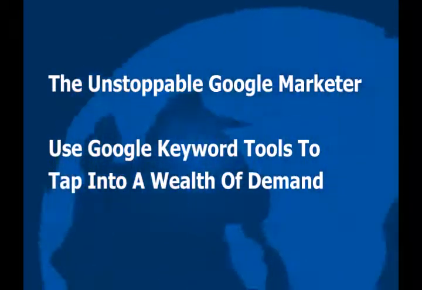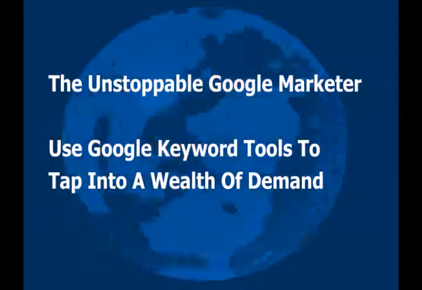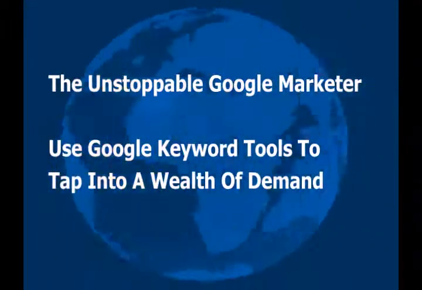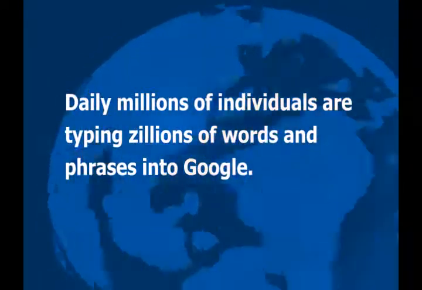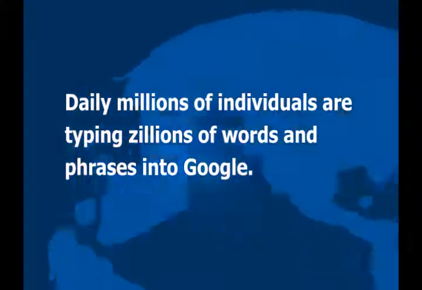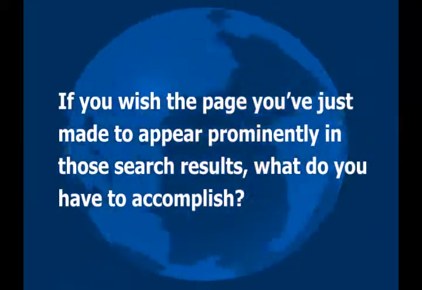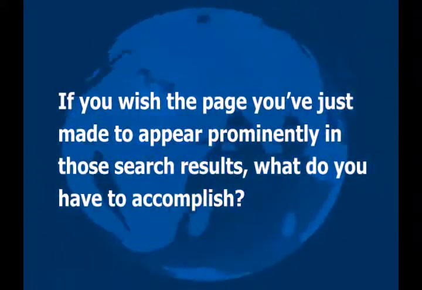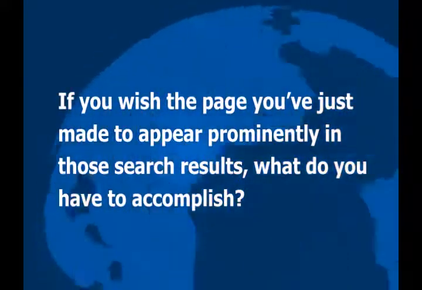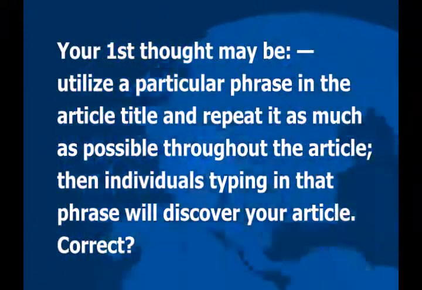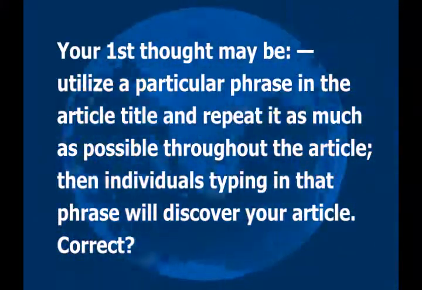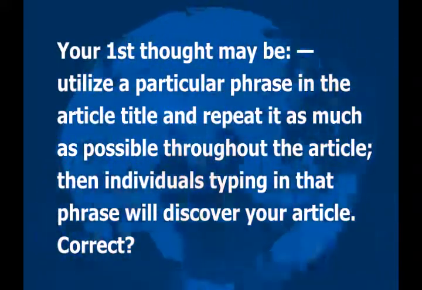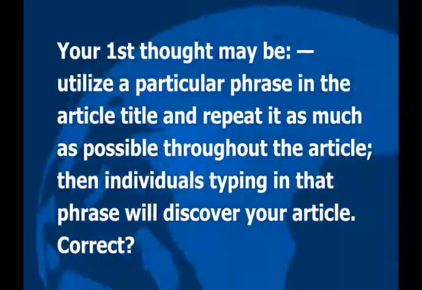If you would like to get search engine traffic to your blog or site, you have to write articles containing stuff that individuals are really searching for. Daily, millions of individuals are typing zillions of words and phrases into Google. If you wish the page you've just made to appear prominently in those search results, what do you have to accomplish? Your first thought may be, utilize a particular phrase in the article title and repeat it as much as possible throughout the article. Then individuals typing in that phrase will discover your article, correct?